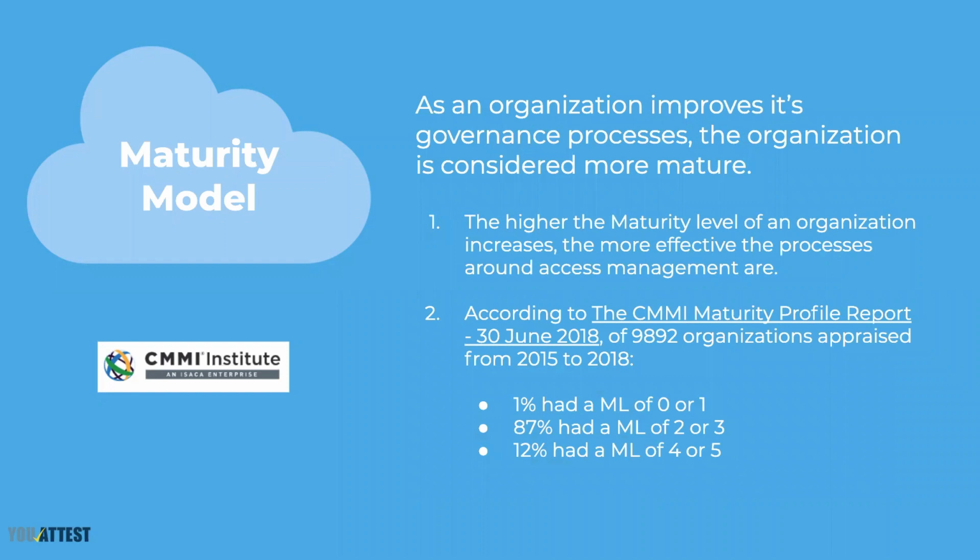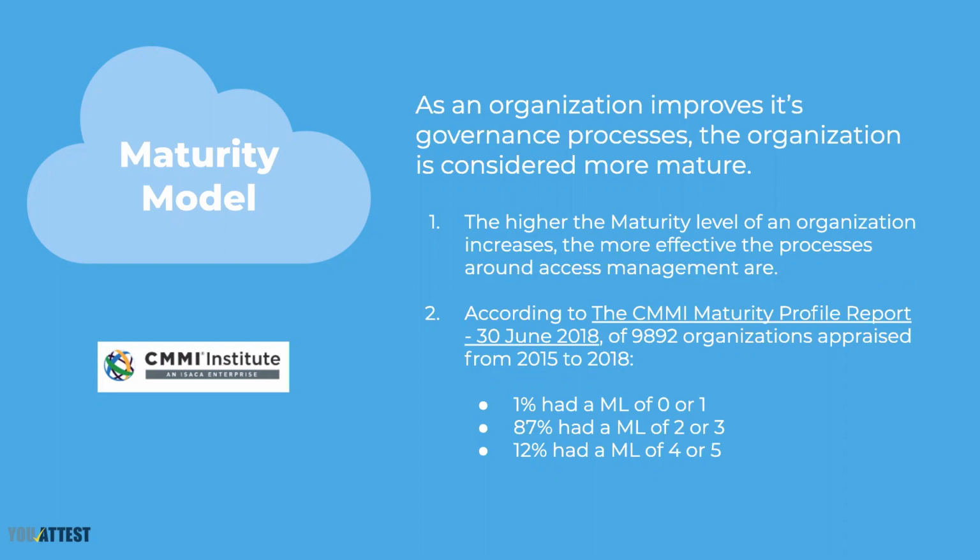Okay, so turning the relationship around, and in the context of access control management, it can be stated that as an organization improves its governance processes, which of course include policies and procedures and controls, the organization is considered more mature. That's pretty obvious and straightforward. So I'm not going to dive in much deeper other than these 2 points. As organizational maturity increases in processes and capabilities, the more effective the organization's access controls tend to be. There's a relationship there.